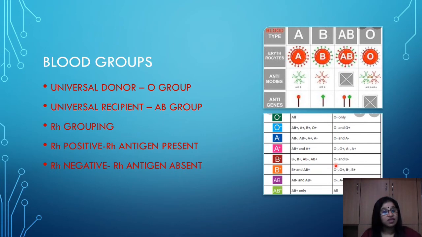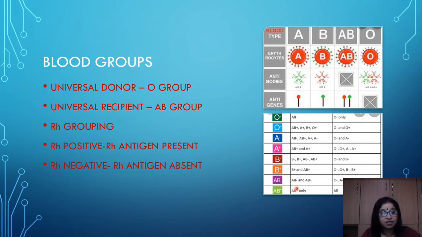O negative can take from O negative and B negative only, not from the positive. B positive can donate to B positive, and AB positive can take from O negative, O positive, B negative and B positive. AB, now we are talking of the universal recipient.